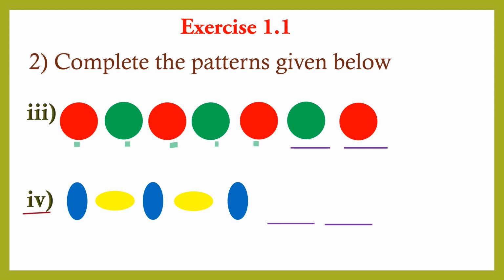Fourth pattern. In this we have a standing oval and one sleeping oval. Standing oval and sleeping oval. Again standing oval. It is also a repeated pattern with a single shape. To complete this one, we have to follow the same pattern. So once the standing oval is over, next we have to draw a sleeping oval. Again standing oval.